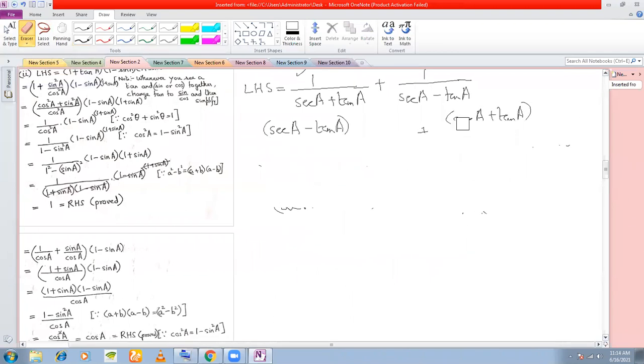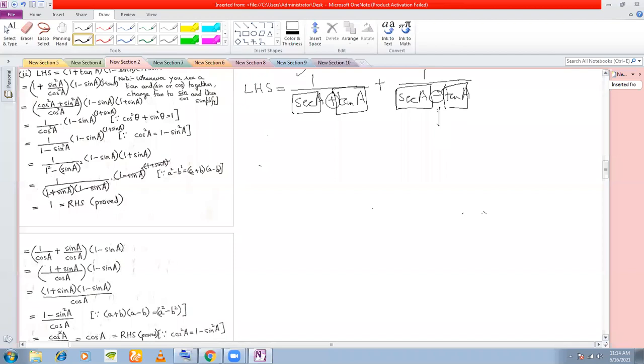Now see here, the other method that I was talking about was taking the LCM here, right? Because I have a sec A plus tan A here and sec A minus tan A here, that means sec A and tan A are the same for both. They only differ in these signs. That is why I could have taken the LCM also.